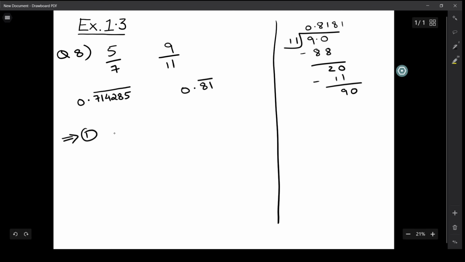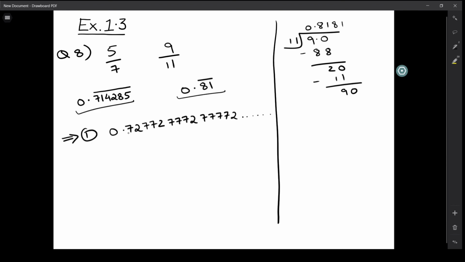So to give you one example, it could be 0.72772772, and so on. This number is bigger than this one, obviously less than this one. We can know that by just the first 2 decimal places over here. And this pattern is non-terminating as well as non-recurring.